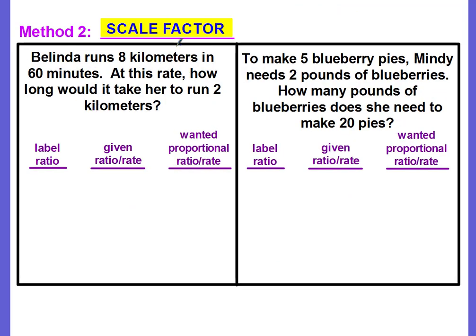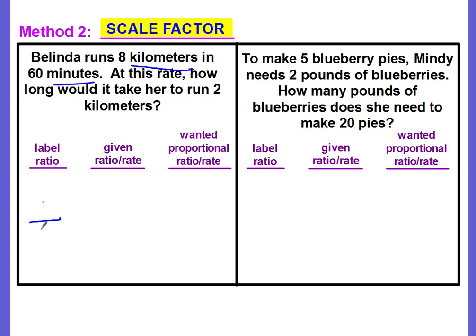Okay, method 2 is using the scale factor. Belinda runs 8 kilometers in 60 minutes. At this rate, how long would it take her to run 2 kilometers? We're going to do the same thing. Okay, label ratio. What are we comparing? We're comparing kilometers to minutes.